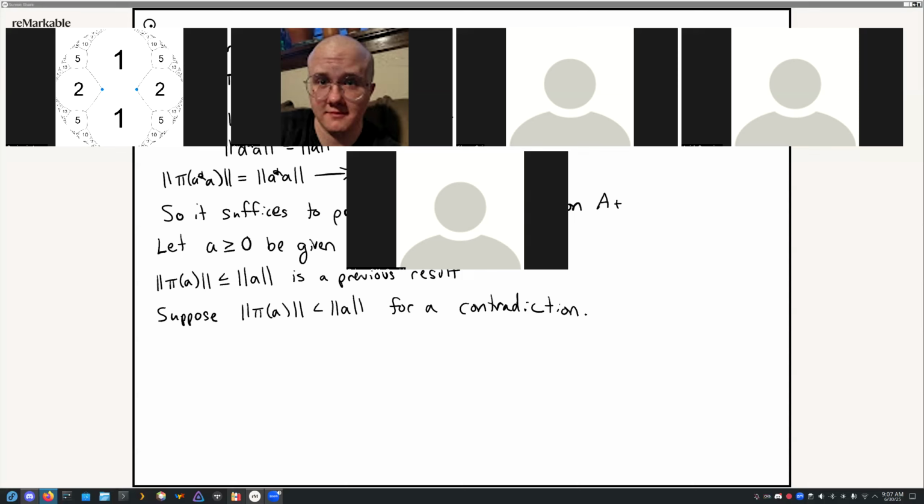One thing we know about positive elements by definition is that their spectrum is contained in the real numbers. Not just the real numbers, but the non-negative real numbers. So the spectrum of A is in the interval from 0 to infinity, but actually we have 0 to the norm of A here.